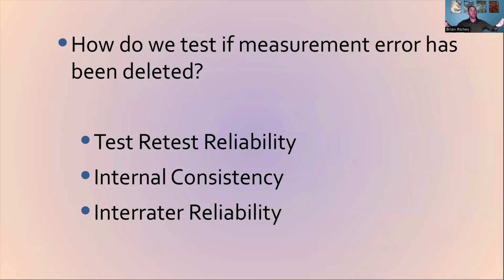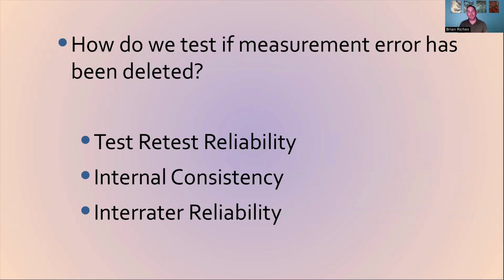And then inter-rater reliability is if you have observers. If we've got three people watching the same situation, observing sharing behavior in children or something like that, all three of us should agree and rate the same thing with very little variation. So that is some ways we test reliability.